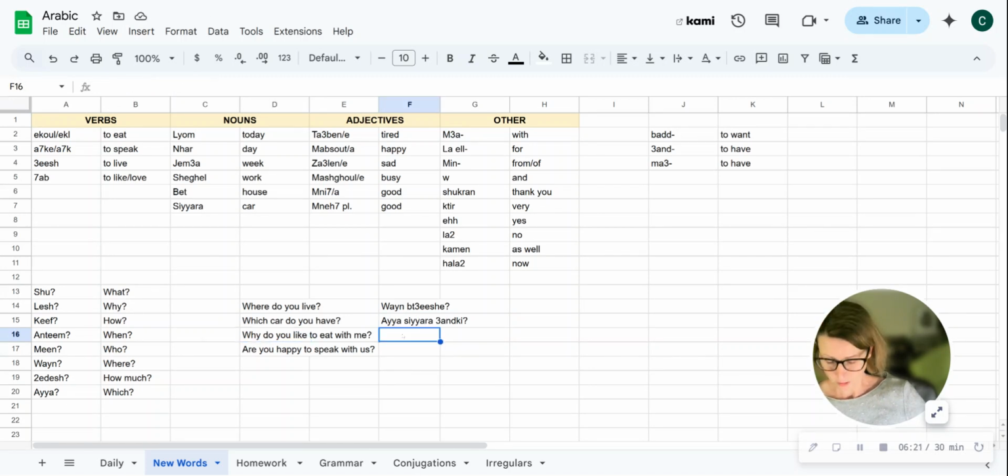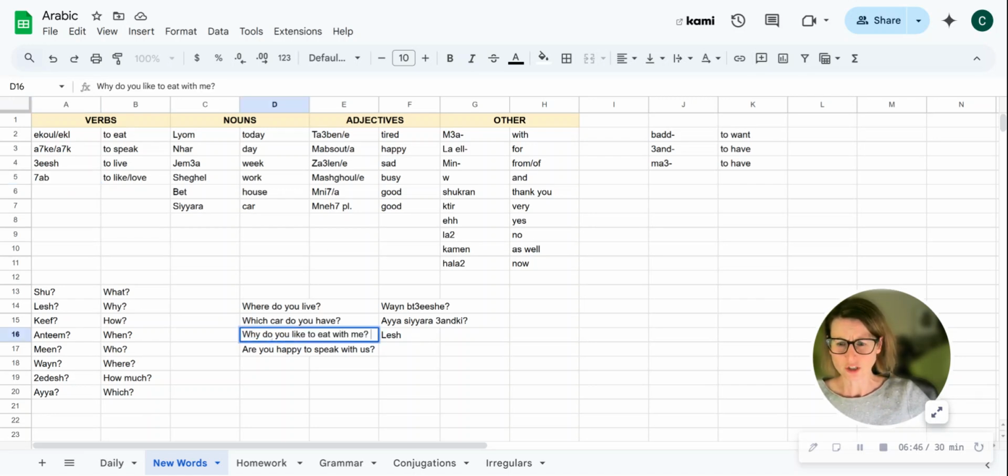So why I learned the other day is lash. I don't know if I spelled it right, yes, I did. Why do you like? So like here is hab. So I have to see how hab behaves. Well, there's only one way for hab. There's not two. It's always you. So why don't I change this question and I make why does he like to eat with me?